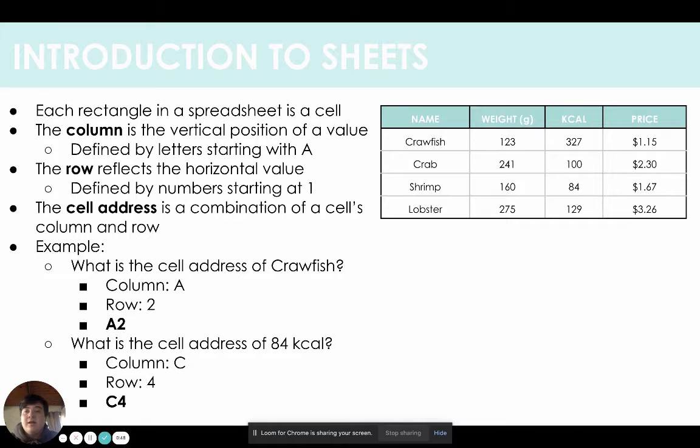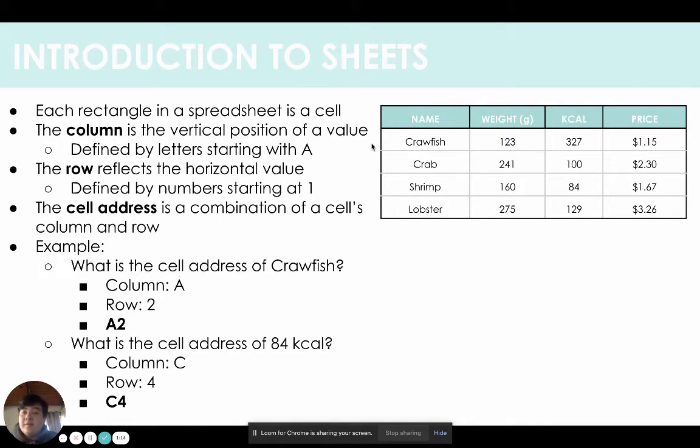The columns of a spreadsheet are what we have here in this table, each of the specific columns with labels like name, weight, kcal count, and price. Everything below name would be considered a column. These are defined by letters that start with A. So name would be A, weight would be B, kcal count would be C, and price would be D.